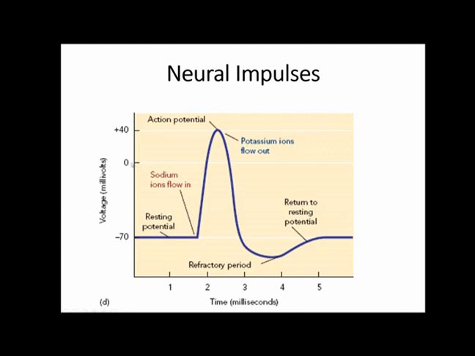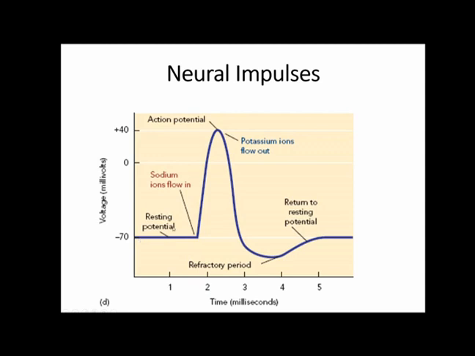0 is a pretty good reference point. +40 is another important reference point. And we kind of don't really care about all of the numbers in between. And then across this axis, this is just the passage of time. So time in milliseconds. So this is telling us that this whole process happens very, very quickly in just a fraction of a second. But we can start at the beginning here, and this is the cell is at rest.